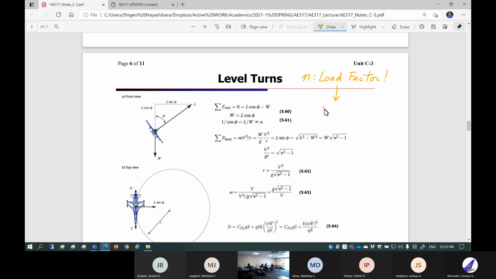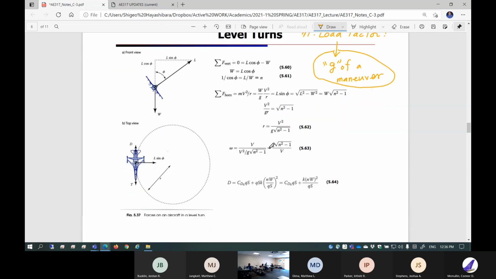Oftentimes, pilots talk about the G of a maneuver. So oftentimes we talk about a 2G pull up, 4G level turn, stuff like that. This is how much force is developed over your wing. So if your wing is flimsy, this may break your wing. This is a load your wing needs to take, load factor N. So let's just take a look at level turn to begin with.